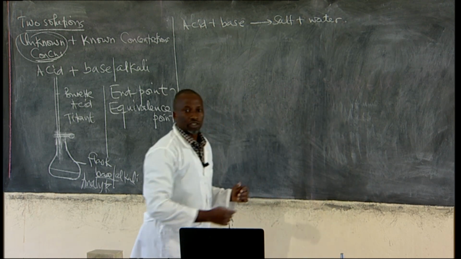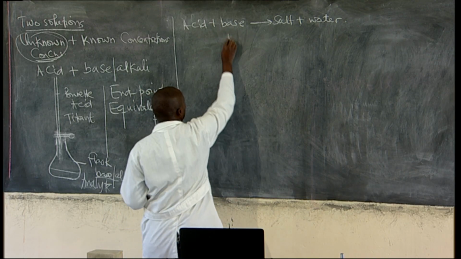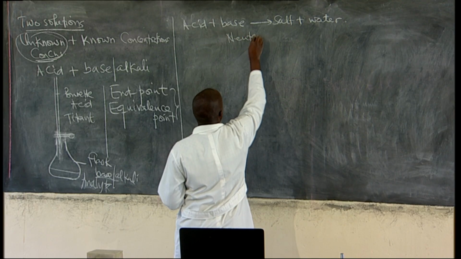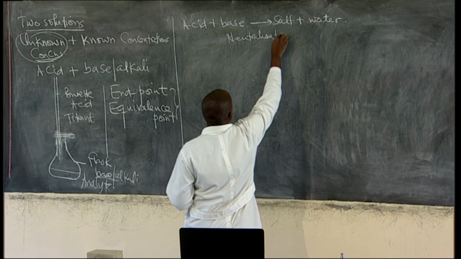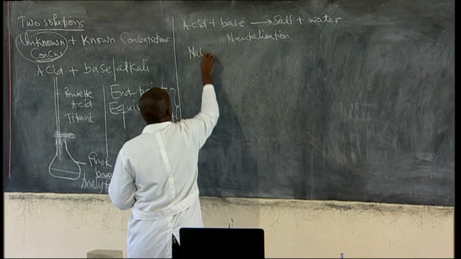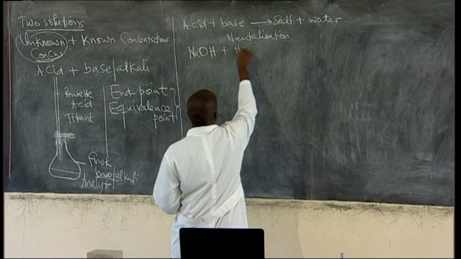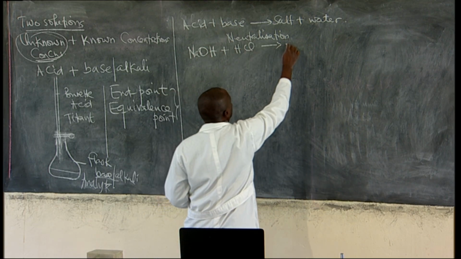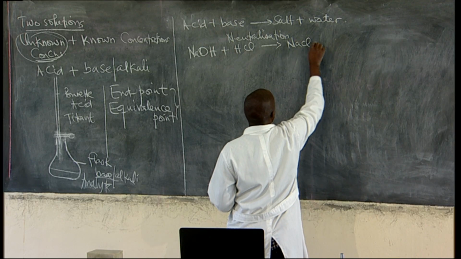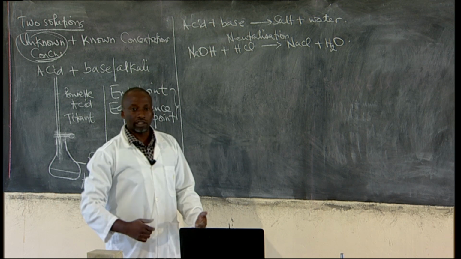What type of reaction is this? I hope everybody still remembers this. This is a neutralization reaction. So you have sodium hydroxide, which is the base, reacting with the acid, which is hydrochloric acid, and this gives sodium chloride plus water. So you are asked to calculate the concentration.